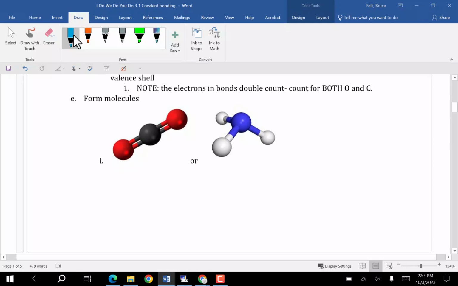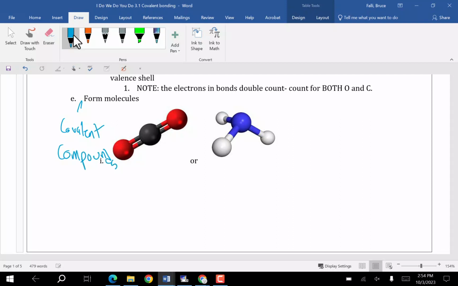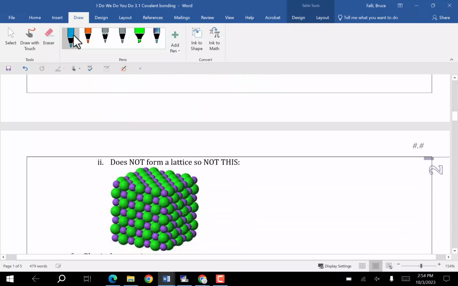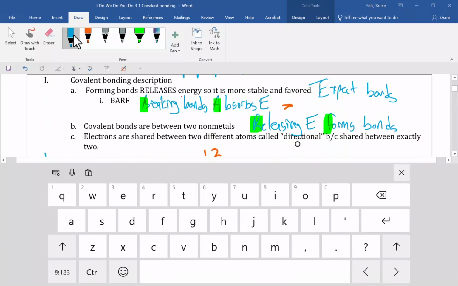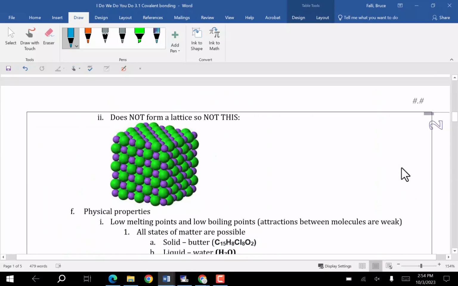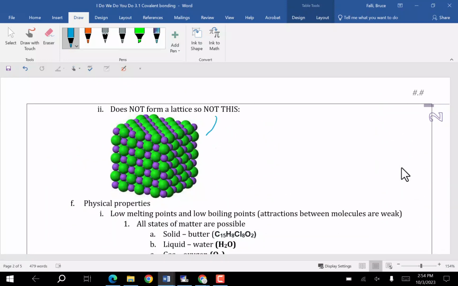Covalent compounds form molecules. I just want to emphasize that. What that means is it has a distinct beginning and an end. Look how this has its own special little shape. That means it's not going to be a lattice like this. See how this one can go on forever and be super repeatable? So not this. Not covalent.